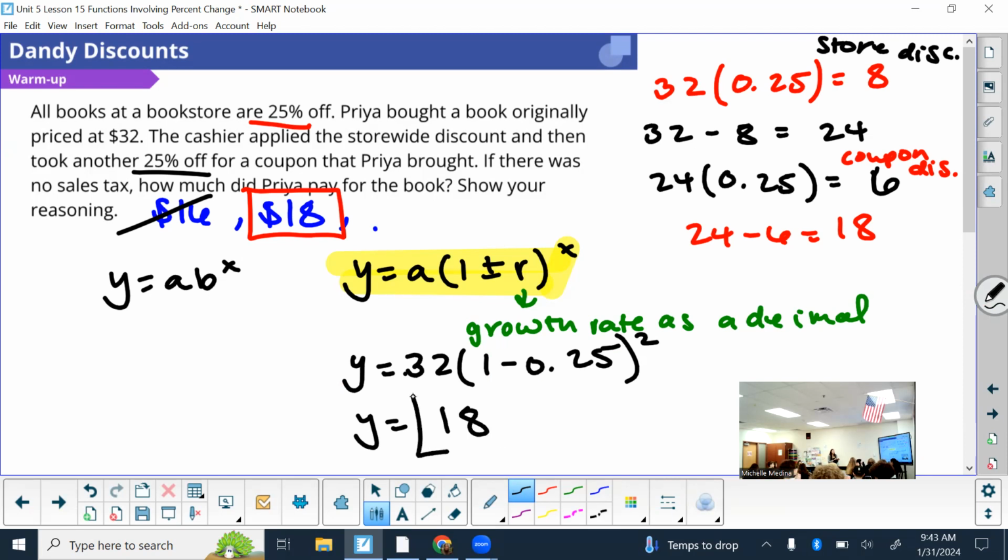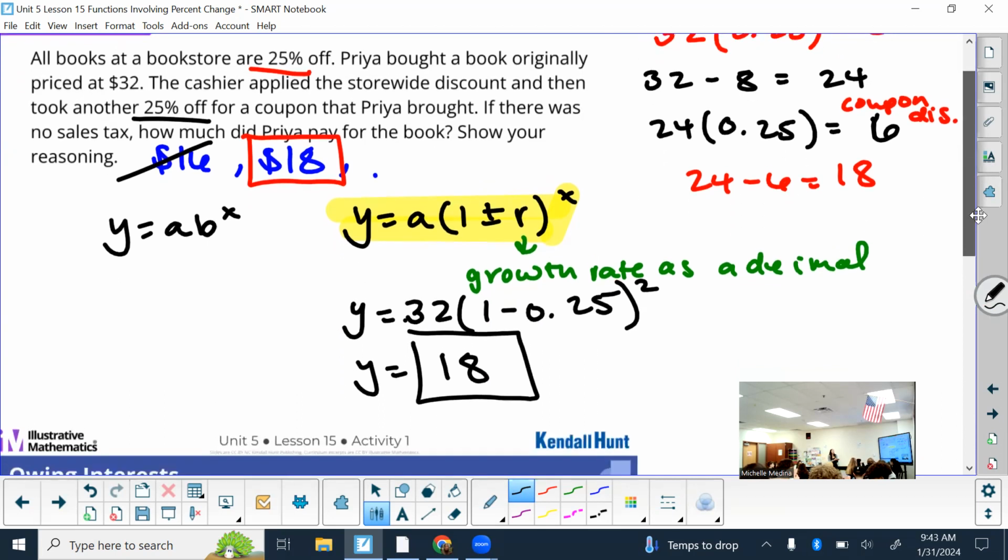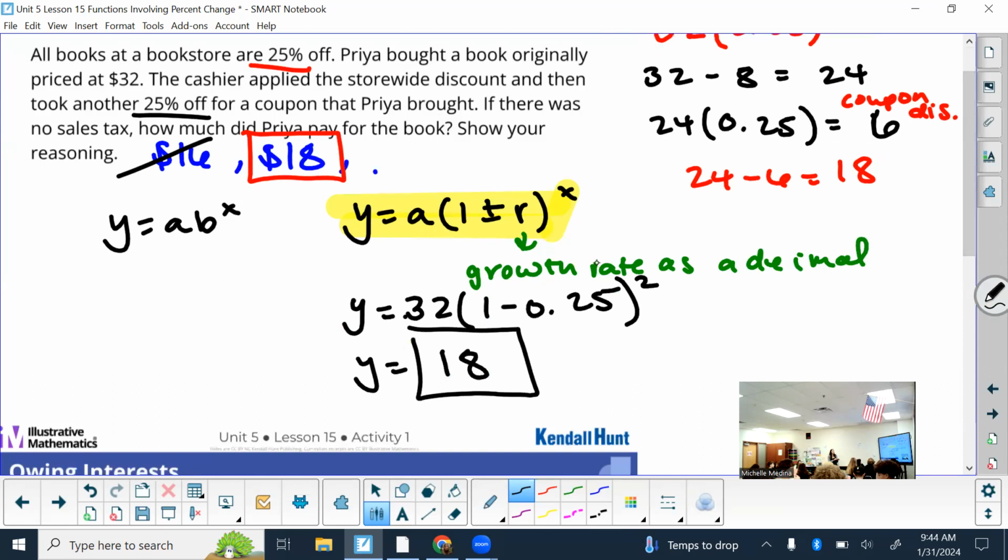I know sometimes it's hard to problem solve your way through it, but it is possible, like how we did over here. But if you recognize that you can use this method, then maybe that'll make your life a bit easier. Okay. So there's that. When it's a percentage, maybe consider using this.